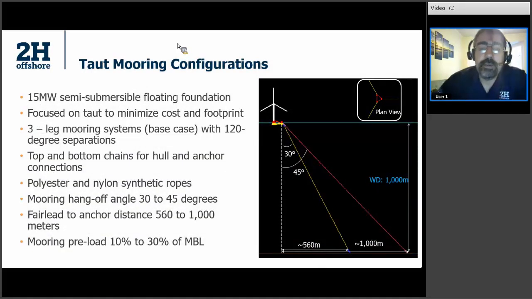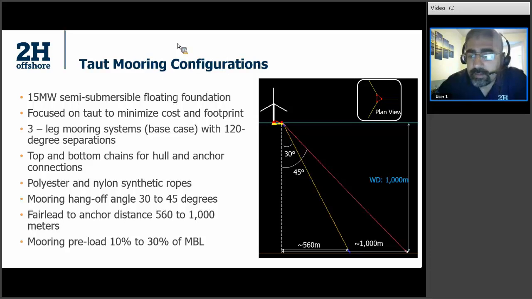Again, we are using a 15 megawatt floating foundation. It is a 3-leg semi-submersible design with steel construction. Taut configuration as seen in the picture. We are looking at a 3-leg mooring system. That is the minimum number of mooring lines you can have, pretty much. There is a 120 degree separation angle.